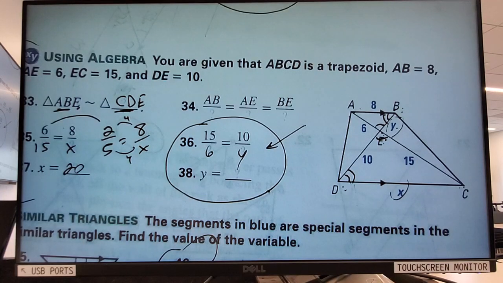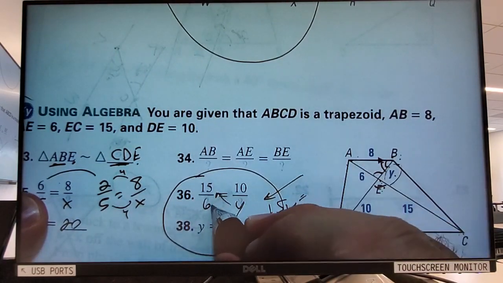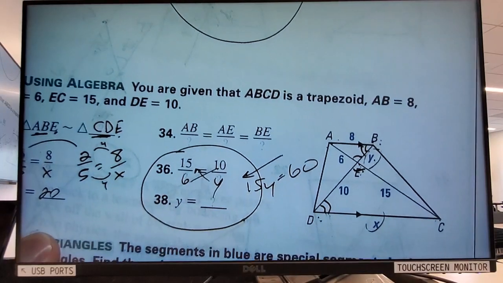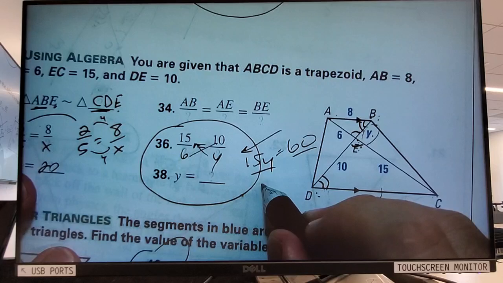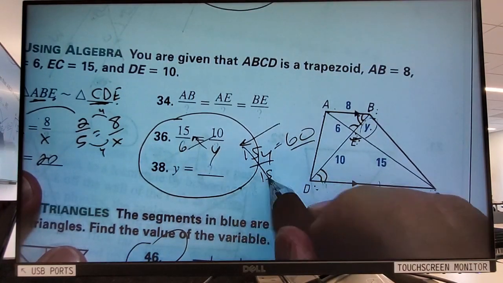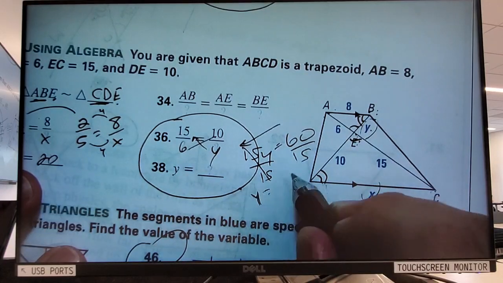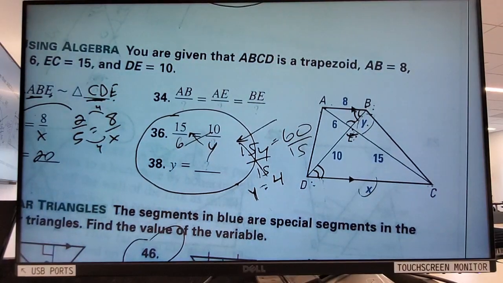Let's do this one differently, because I've been doing the same thing. If I just cross multiply, I get 15y equals 60. And then to solve for y, I just do what? Yeah, kill the thing I don't want. And what is 60 divided by 15? 4. Just think about 30 divided by 15 is 2. 60 is twice that, so 60 divided by 15 is 4. So we answered 36 and 38.